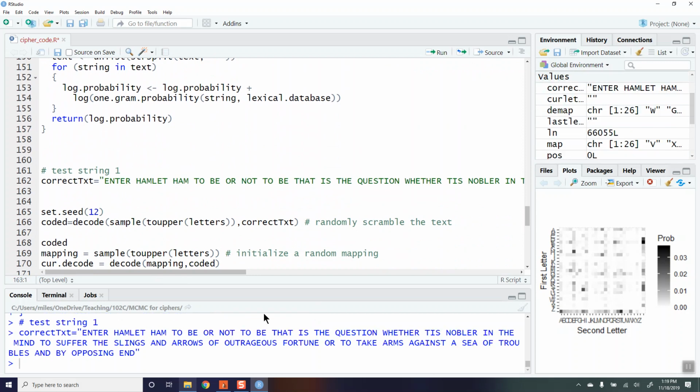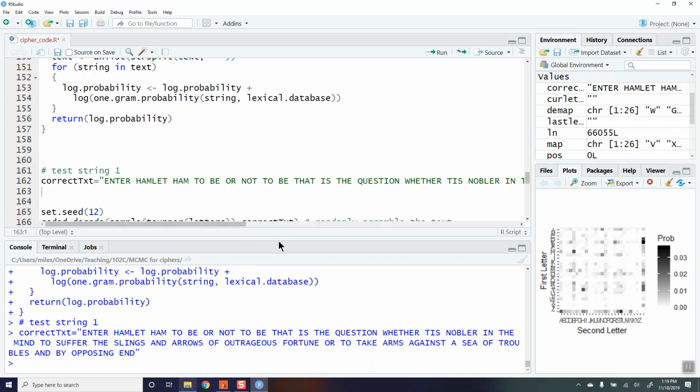Okay, so here is our initial string. It's from Hamlet, the basis of the Lion King.